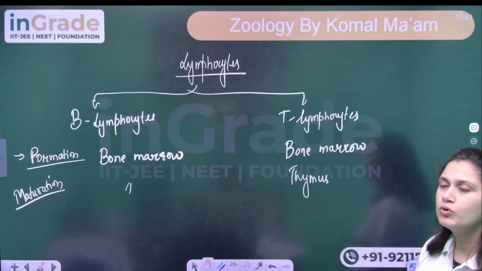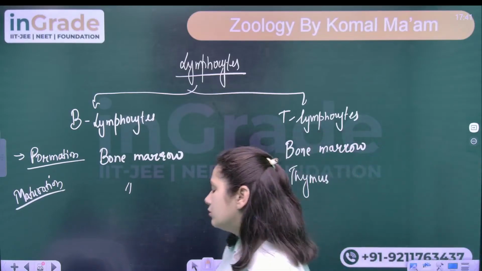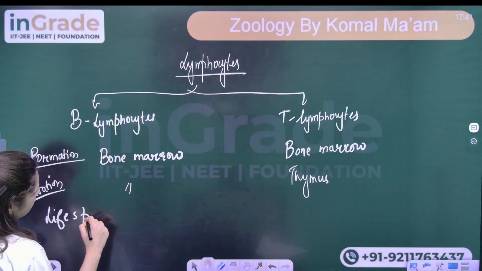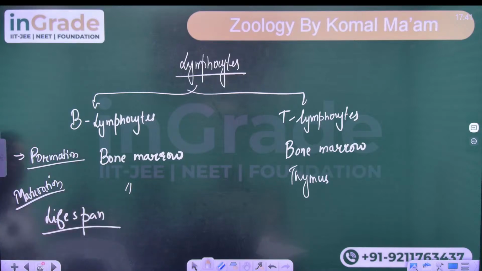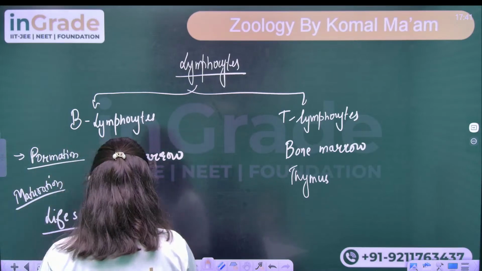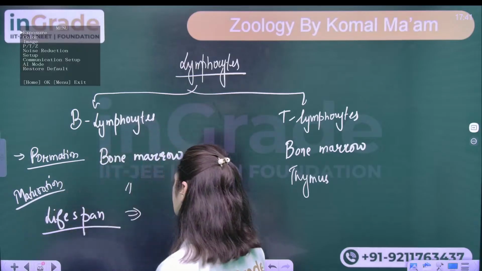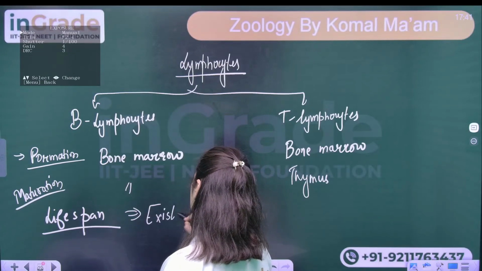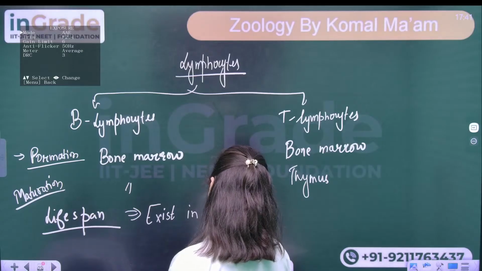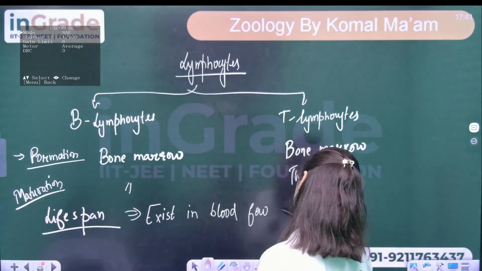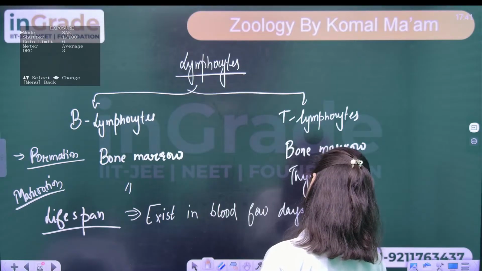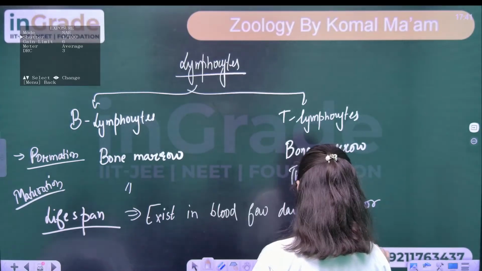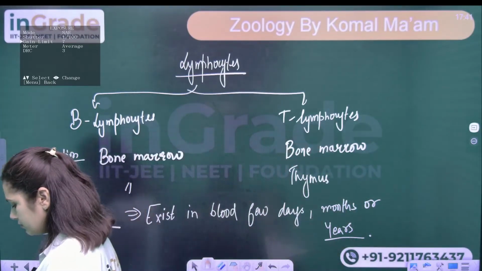Okay, so this was all about lymphocytes. And if we talk about the lifespan of lymphocytes, they can exist in blood for few days, months or years. Okay class.